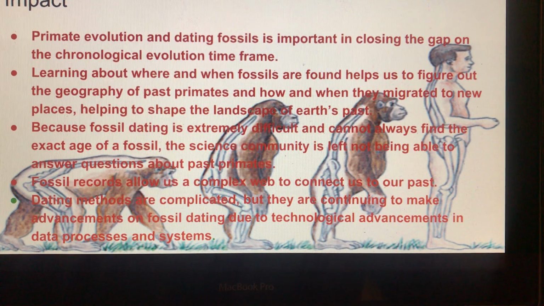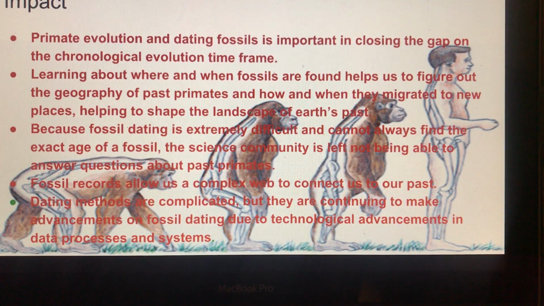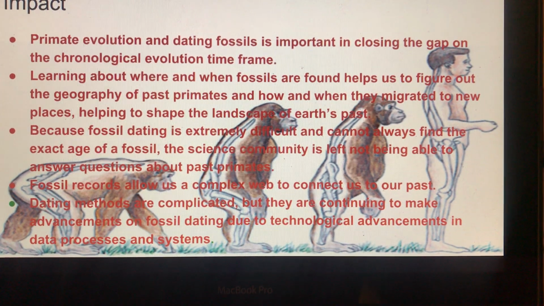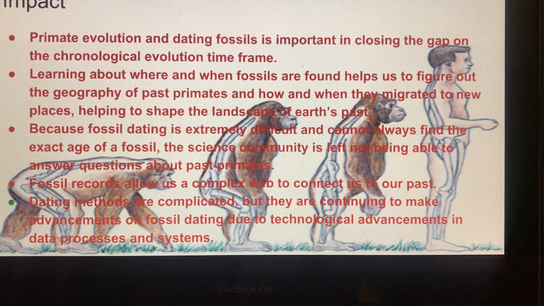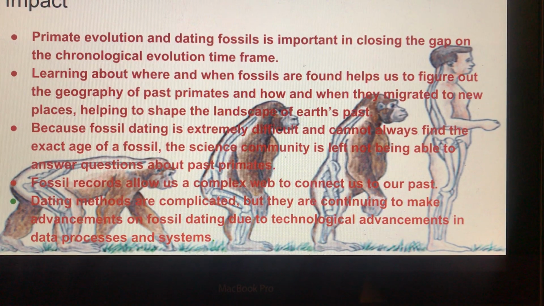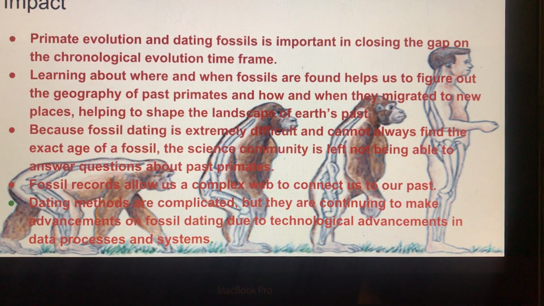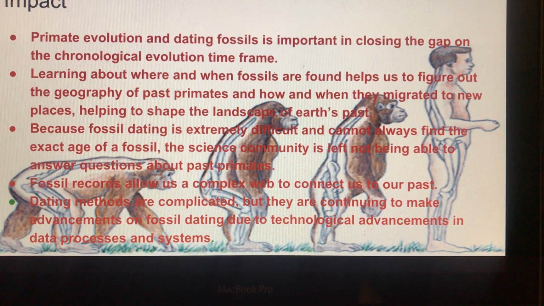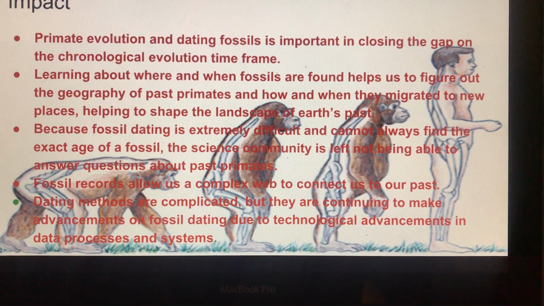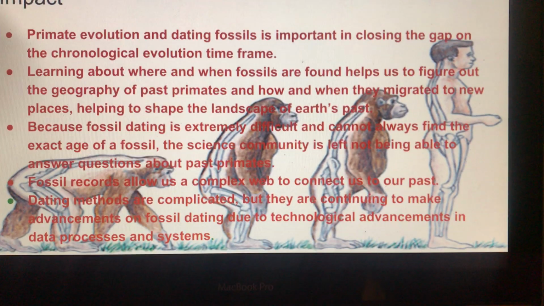Fossil records allow us a complex web to connect us to our past. Dating methods are complicated, but they are continuing to make advancements on fossil dating due to technological advancements in data processes and systems.